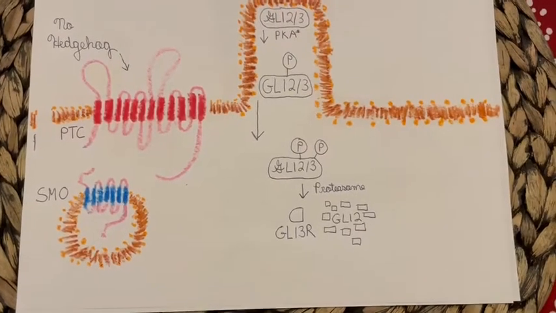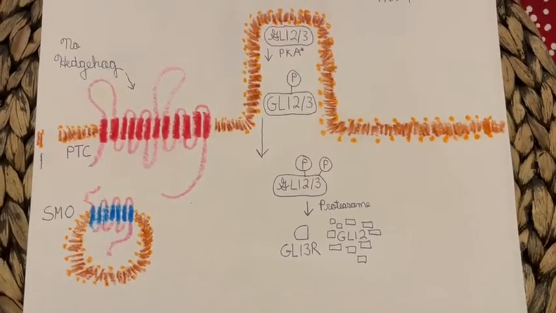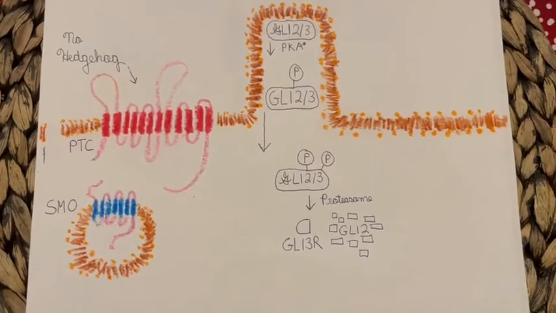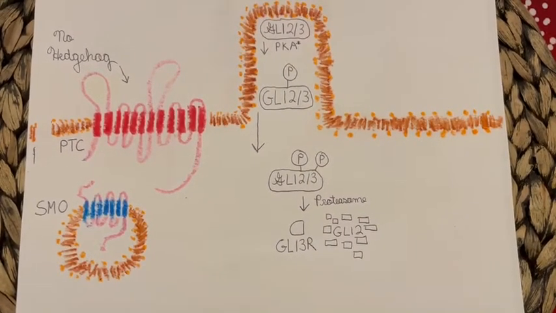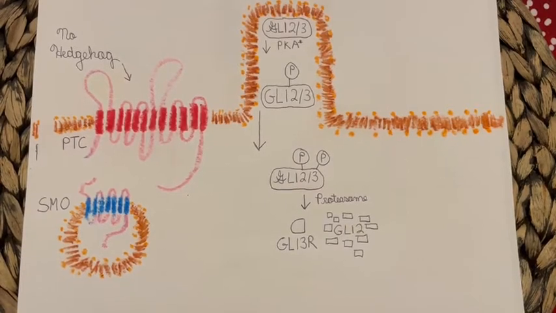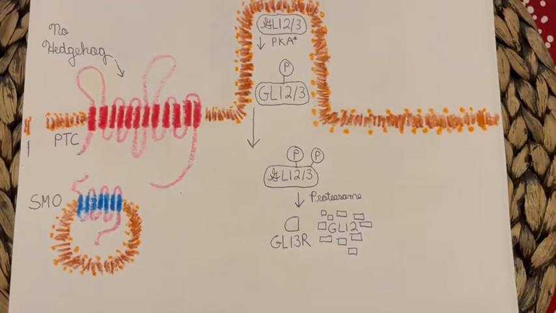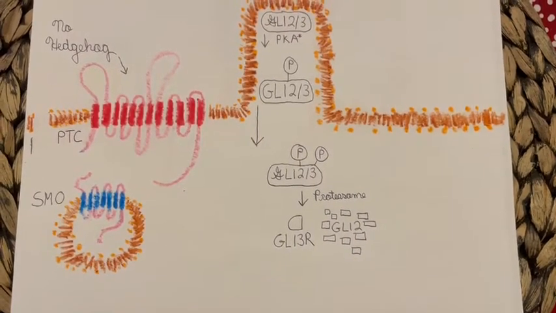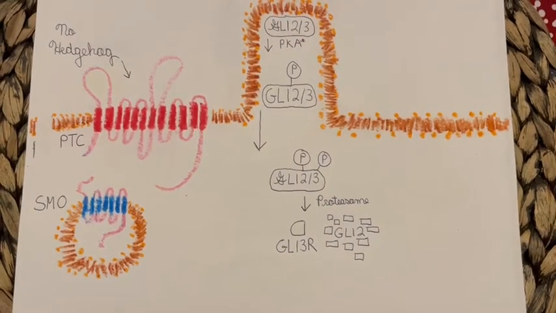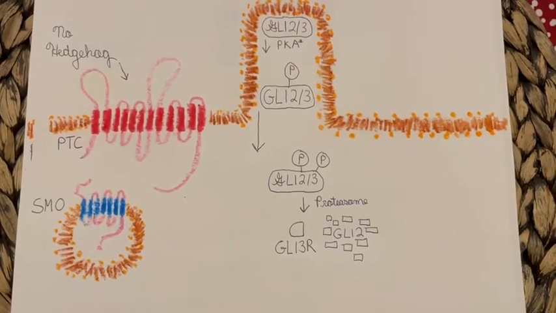Gli2 and Gli3 are phosphorylated by protein kinase A, abbreviated PKA, and then processed by the proteasome. Gli2 is fully degraded, but Gli3 is only partially degraded. The result of this partial degradation is that Gli3 protein lacks a transcriptional activation domain. This represses the expression of hedgehog-targeted genes.